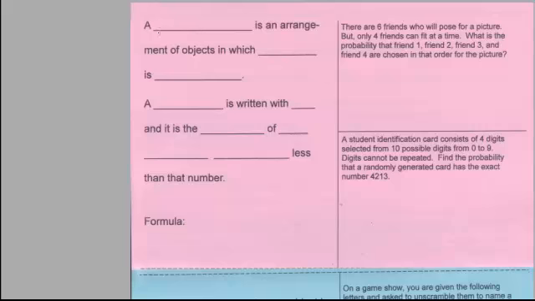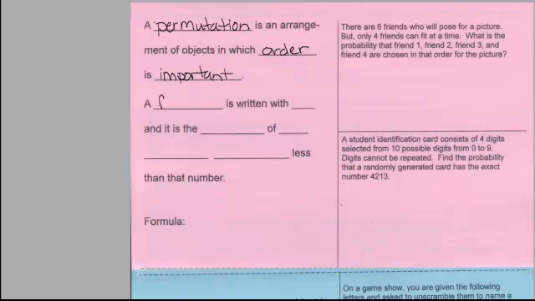All right, a permutation is an arrangement of objects in which order is important. It is very important. So something has to come first, second, and then third.